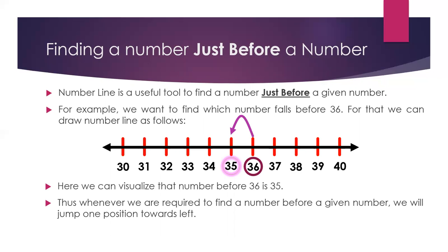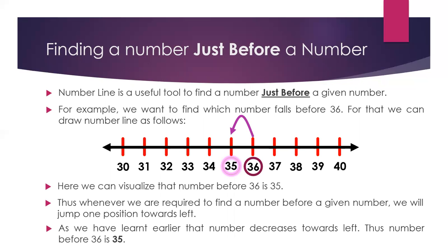So whenever we are required to find a number before a given number, we will jump one position towards left. So when you're finding a number just before a number, you jump one position towards left. Now, as we have learned earlier, the number decreases towards left. The number before 36 is 35. Now it's your turn, and now you will provide me with the answers which number is going to be before the provided number.